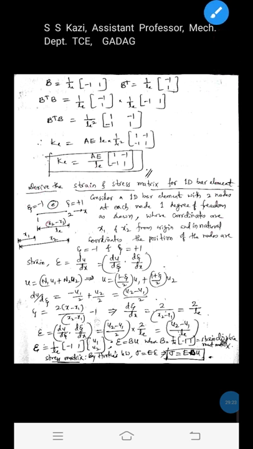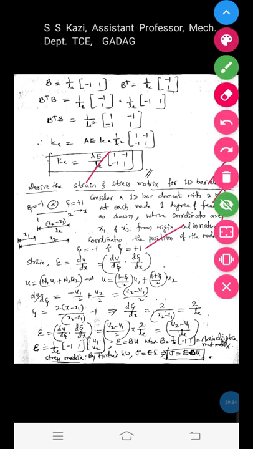Now consider this 1D bar element with 2 nodes, at each node 1 degree of freedom, whose coordinates are x1 and x2 from the origin, and in natural coordinates the positions of the nodes are zeta equal to minus 1 and plus 1.